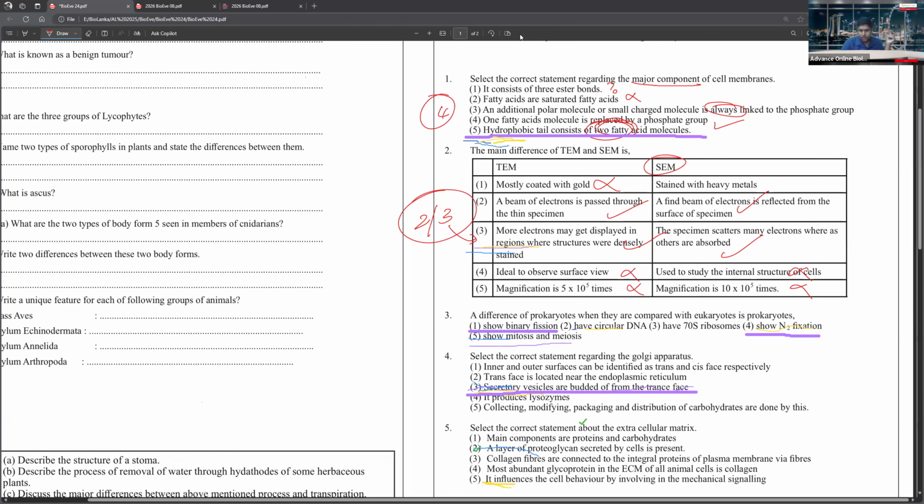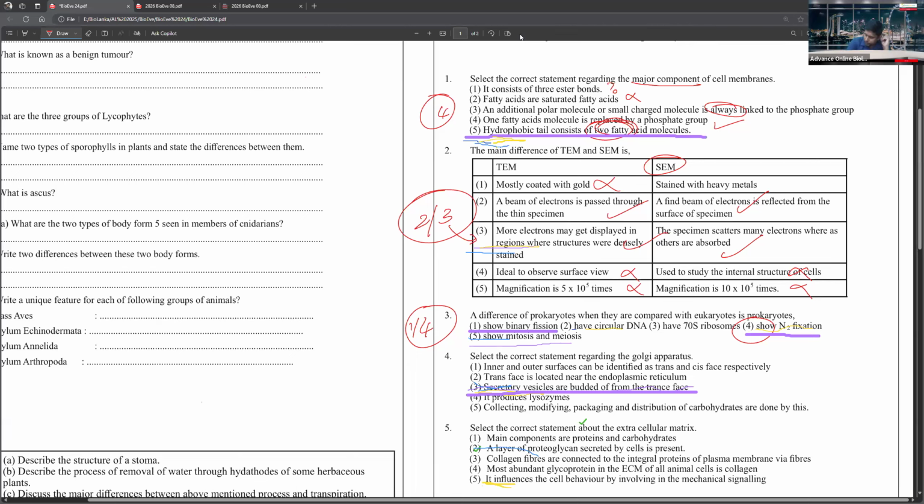Question number 3. The difference of prokaryotes when compared with eukaryotes is that prokaryotes... I think, people, the fourth one is better. Show nitrogen fixation. The first is also correct, but the fourth is the better answer.